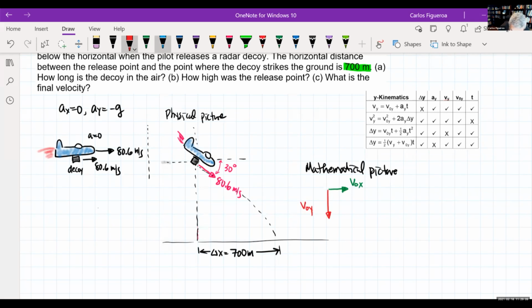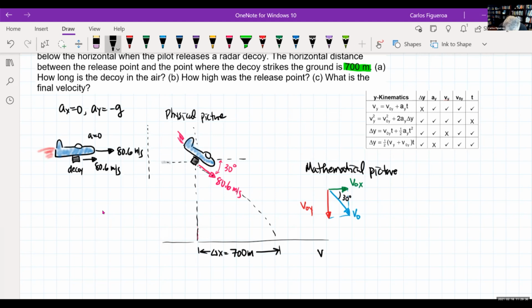And when I do the superposition of these, I know that's my initial velocity right there. And I know that this angle right here is 30 degrees. So I need those two velocity components. So let's calculate that. That's the only difference between the mathematical and the physical picture, is that I need those components. So let's go do that.